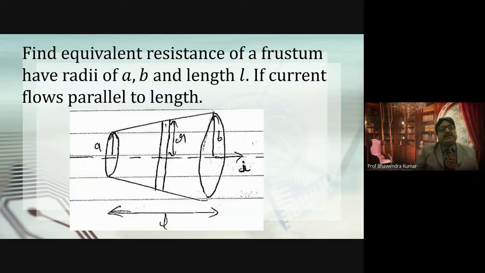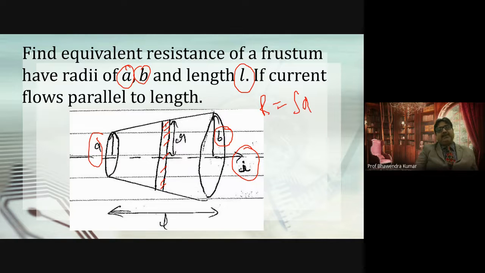Now let us talk about a frustum here. We have to find the equivalent resistance of a frustum having radii A and B. On the left side, the radius is A. On the right side, the radius is B. Length is L, and the current is flowing parallel to the length, as you can see here. Again, I hope you can see that if there is a small section having a resistance of dr, R will be the integral of dr. But here we have more variables to deal with. So far, the systems that we have dealt with had only one variable. Now it has multiple variables.